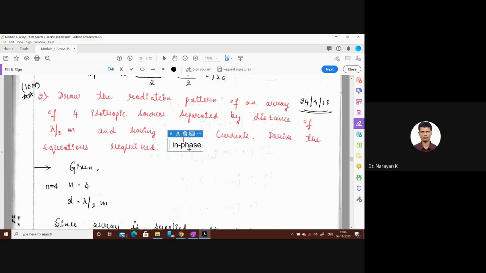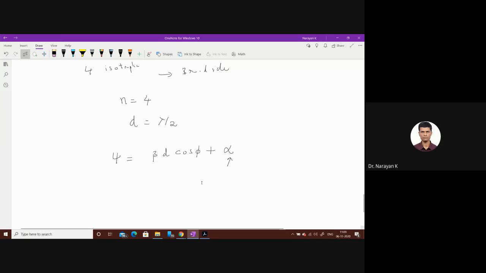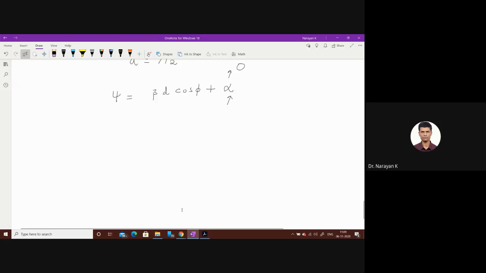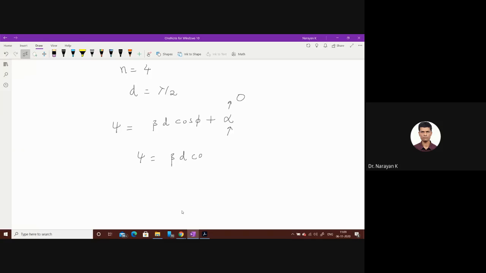So in phase currents means what is the phase difference? No phase difference, sir. Yes. So your alpha is equal to 0. So what you will get? Psi is here only beta D cos phi. Agreed? Yes, sir.